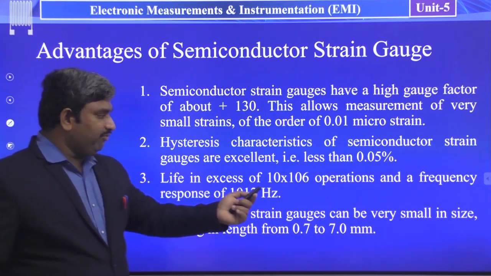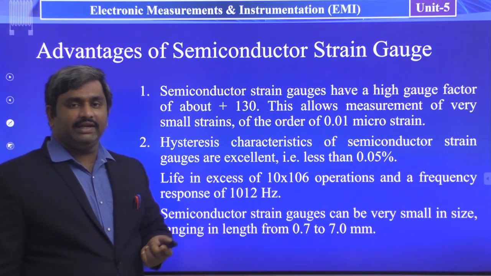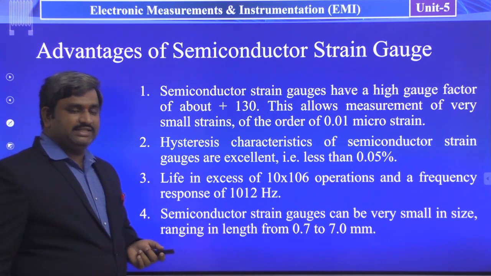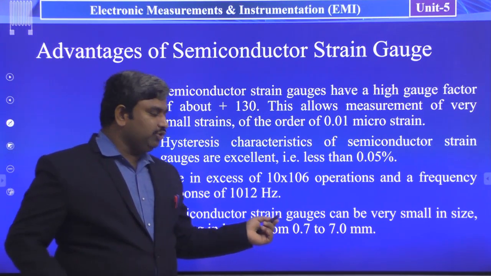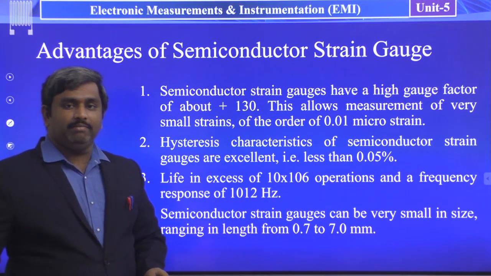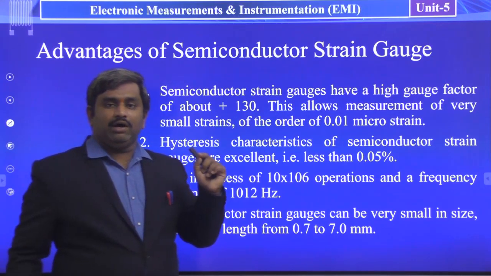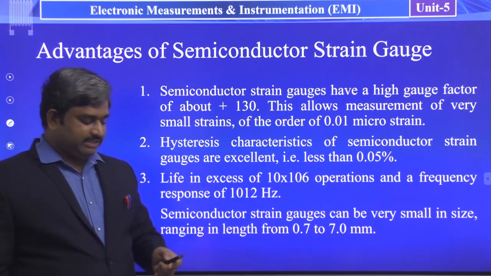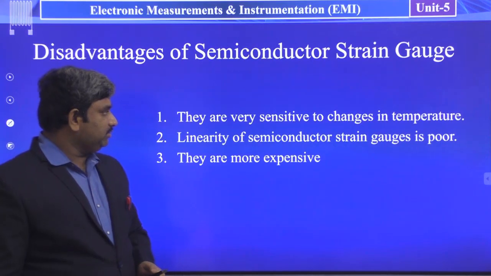Semiconductor strain gauges can be very small in size. We know that integrated circuits are very small, with lengths ranging from 0.7 to 7 mm. So they are transducers occupying a very small area.